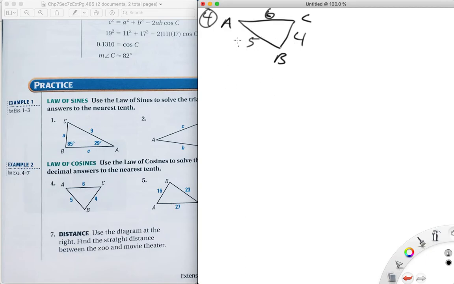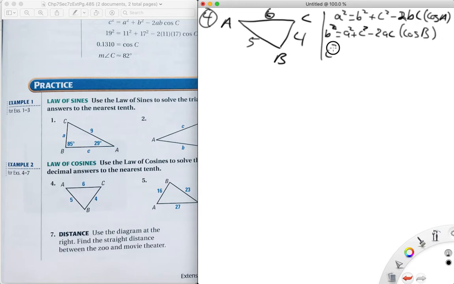So for A, just to refresh you, A squared equals B squared plus C squared minus 2BC cosine of A. B squared is equal to A squared plus C squared minus 2AC cosine of B, and C squared equals A squared plus B squared minus 2AB cosine of C.